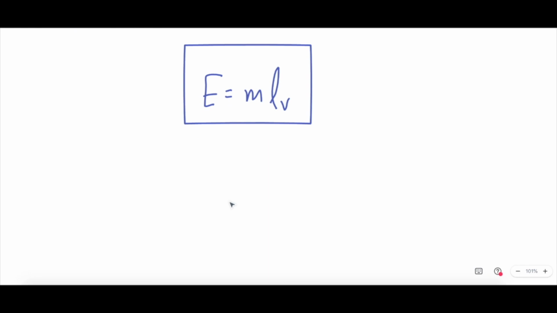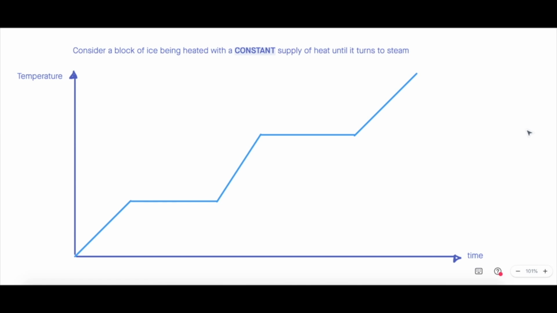So with this comes a graph that explains how temperature changes when an object is going from solid and is being heated up with a constant supply of heat until it reaches a gas. So that graph looks something like this. So consider a block of ice being heated with a constant supply of heat until it turns into steam. So down here is the ice, the temperature is below 0 degrees. So let's say 0 degrees is around here. So it might be minus 20, it's being heated at a constant supply. So what happens is, because there's a constant supply of energy being added to the ice, it's going to rise up at a constant rate, hence the straight line.